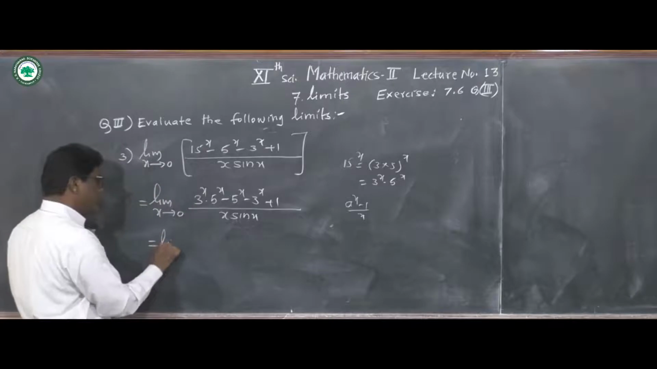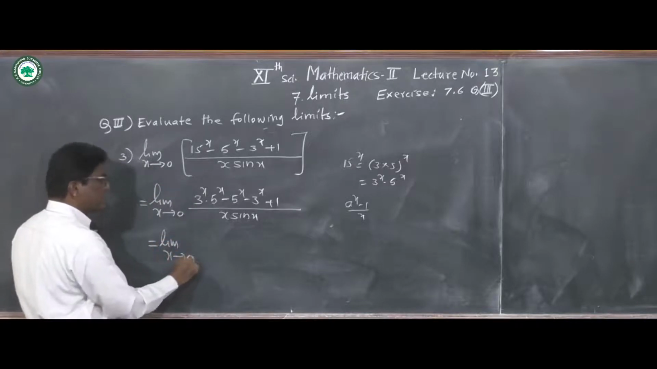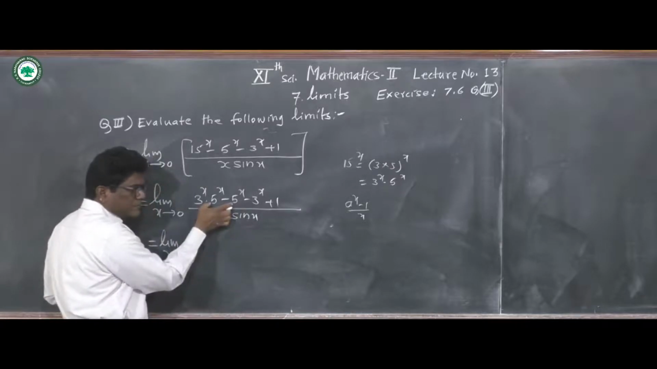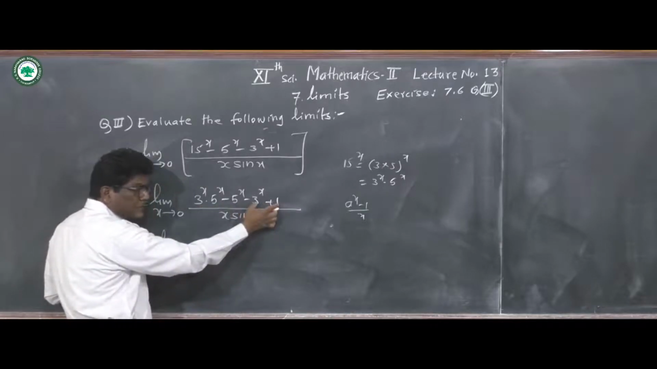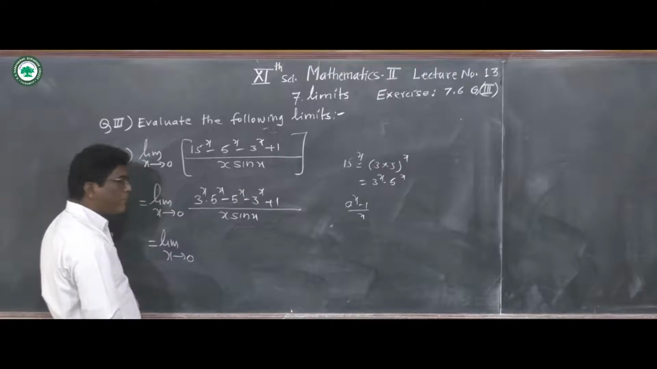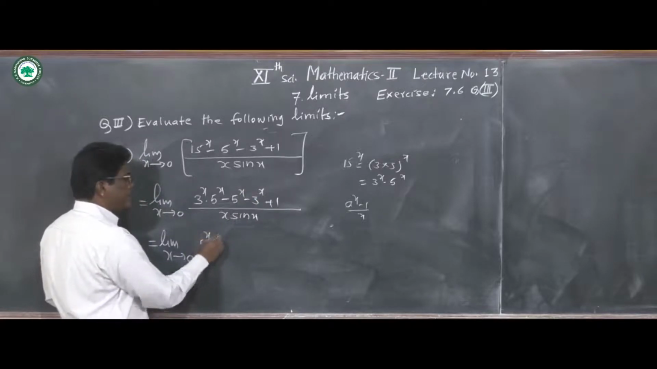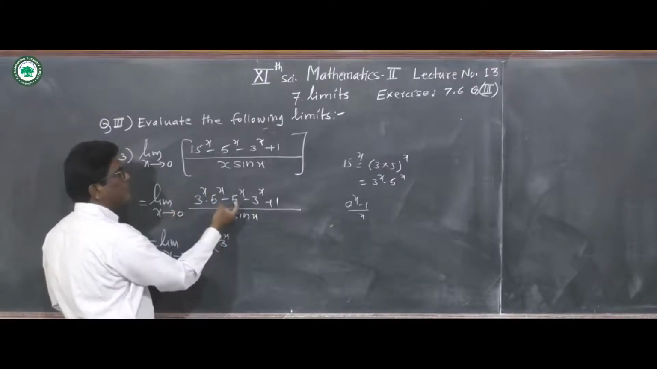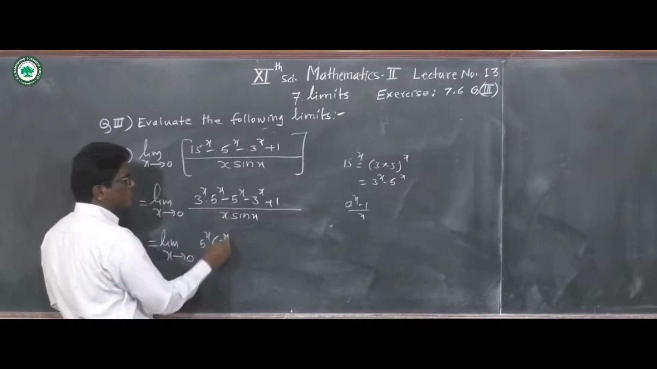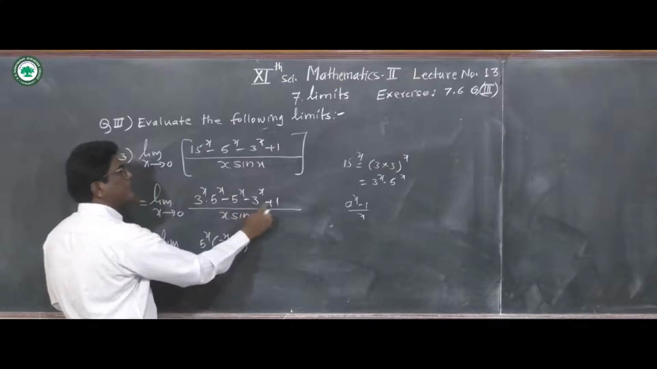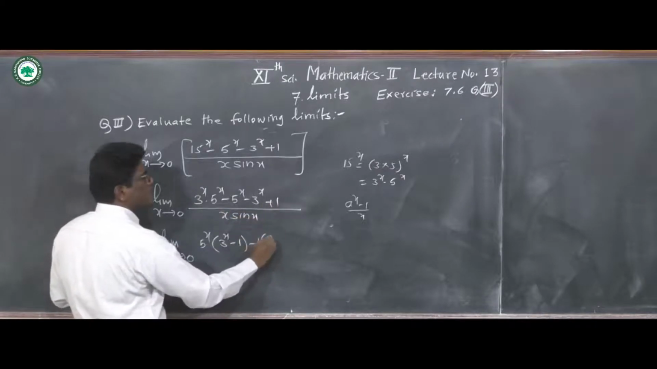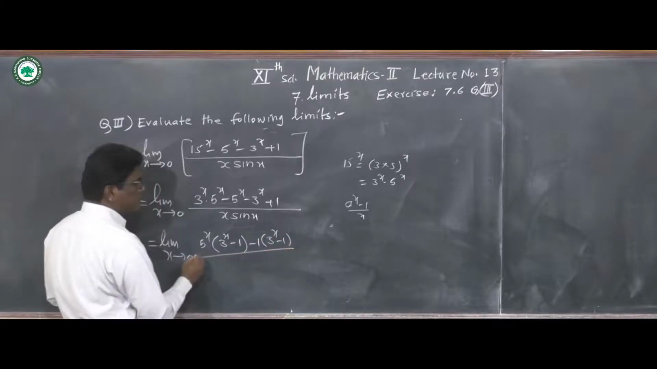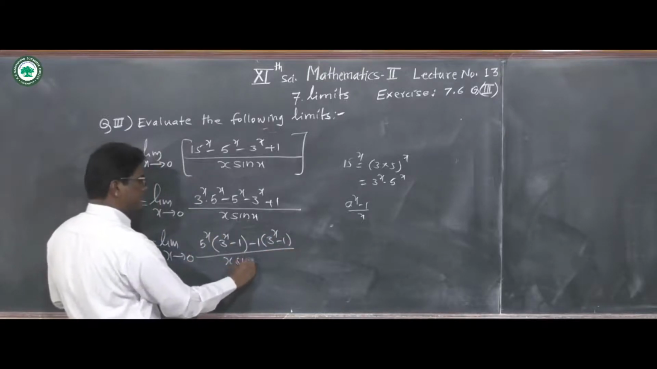So this is equal to limit as x tends to 0. Now take 5 to the power x common from these two terms, and from the other two terms take minus 1 common. So 5 to the power x in the bracket, here 3 to the power x remains, and here with 5 to the power x outside, minus 1 remains. Now from these two, take minus 1 in the bracket, 3 to the power x minus 1, and divided by x sin x as it is.